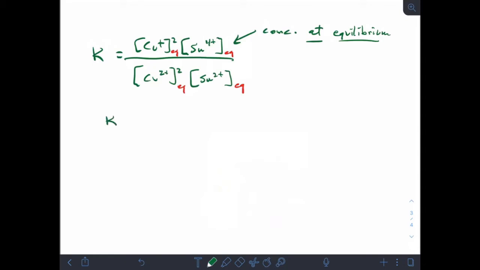So let's say we have the value for K. K equals 1.48, for example. And copper plus at equilibrium is 0.148 molar. The tin 2 plus at equilibrium is 0.124.